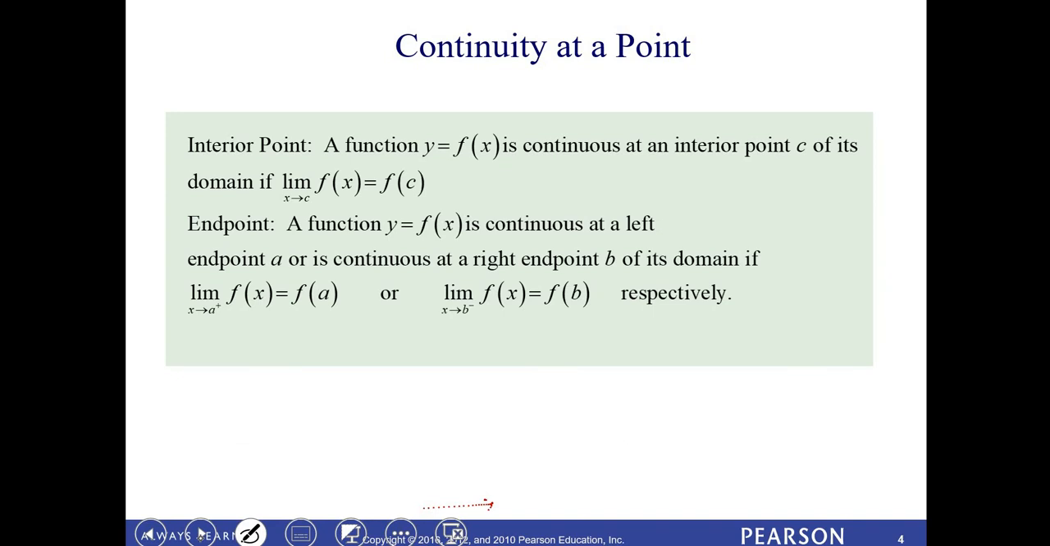So continuity at a point. Interior. Function y equals f of x is continuous at an interior point c if the limit as we approach c equals f of c. Endpoints. A function is continuous at a left endpoint or continuous at a right endpoint if, as we approach the left endpoint from the right and the right endpoint from the left, we also can find function values. Write this down. We're going to be doing some examples in class, so I know that the terminology is a little confusing, but we're going to go through it in class time.